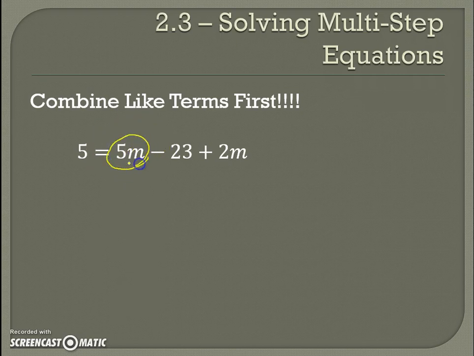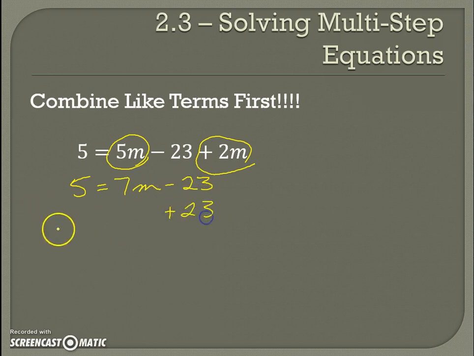So here I have a 5m and a 2m. I need to combine those like terms so that I get 5 equals 7m minus 23. That's a very, very important step right there. Now it's just a two-step equation like we've been working on. So add 23 to both sides.